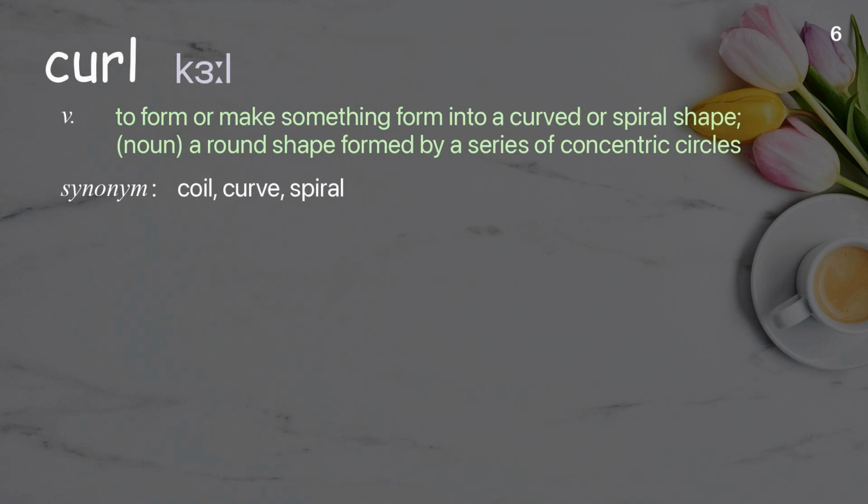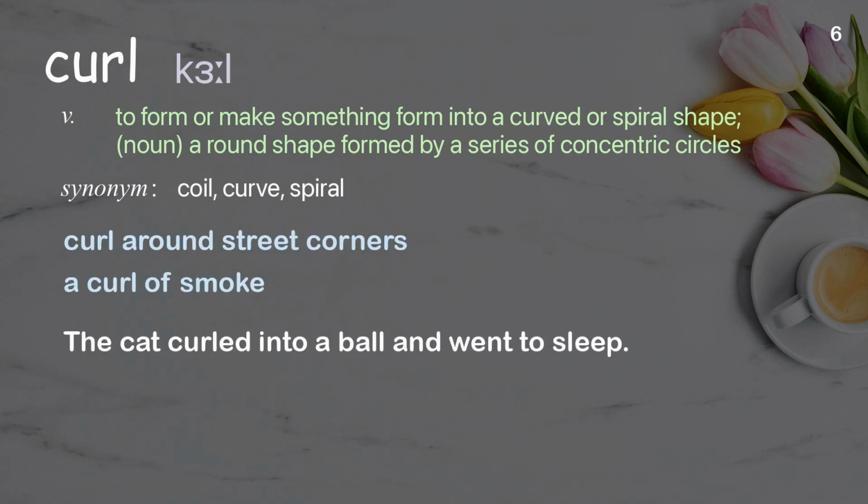Curl. To form or make something form into a curved or spiral shape. Noun, a round shape formed by a series of concentric circles. Examples: Curl around street corners. A curl of smoke. The cat curled into a ball and went to sleep.